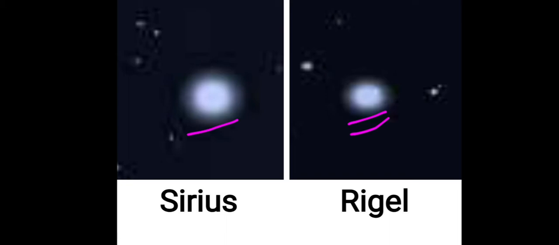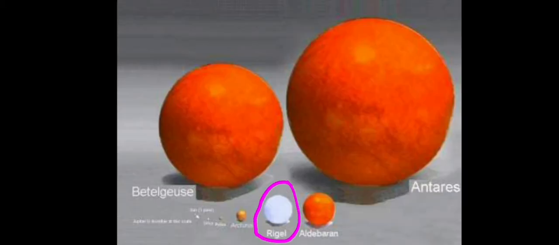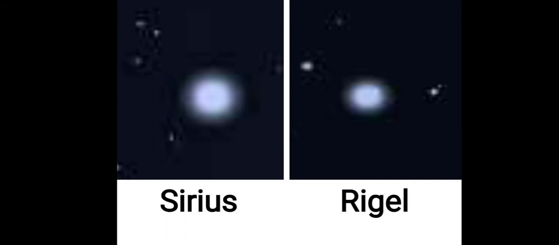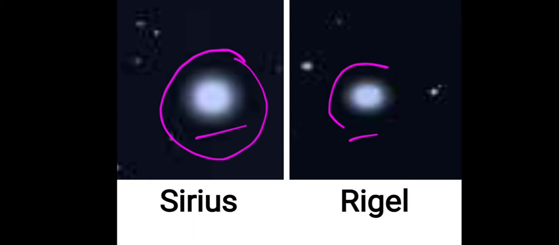But what about the size? Here we have the white one, Rigel, and Sirius here. Rigel is quite bigger compared to Sirius. But when we look at them, Sirius appears bigger compared to Rigel because of the distance, because Sirius is closer to Earth compared to Rigel. Okay, that's the apparent brightness.